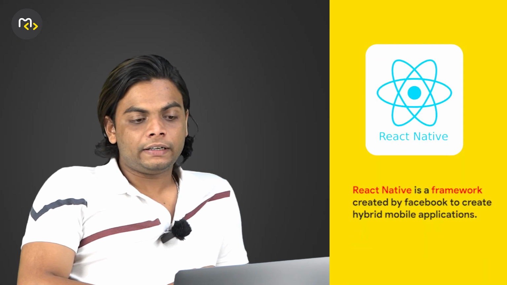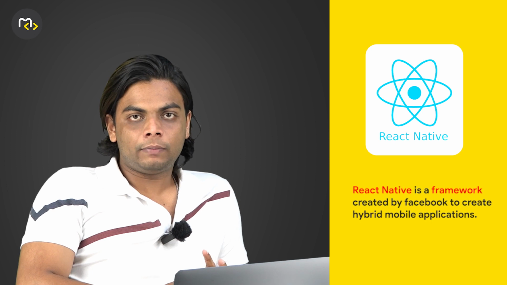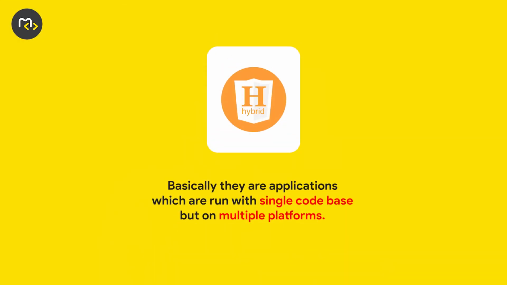Plain and simple, React Native is a library, a framework created by Facebook to create hybrid mobile applications. Right? So what are hybrid mobile applications? Basically, they are applications which are run with a single code base, but on multiple platforms. So for example, in the olden days, for developing an app on Android, you would have to write the code in Java, or right now today in Kotlin. And for developing an app in iOS, you would need to write a different code base using some language called Swift UI, or in the olden days, something called Objective-C, right?